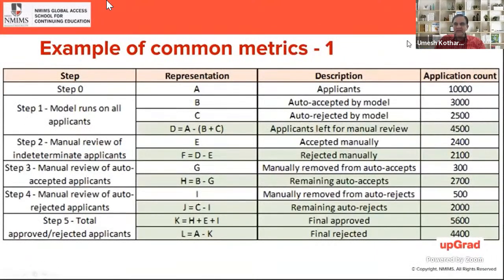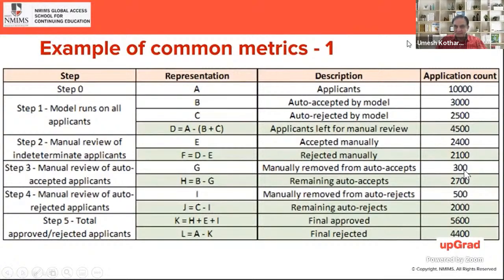So if you were to look at this example with us, we see that there are a total of 10,000 applications that have been received. Auto accepted by the model is 3,000 and auto rejected by the model is 2,500. Okay, so that's what has been done by the program, and therefore the balance has to be done for manual review. From the manual review, 2,400 out of not 10,000 but 4,500 are accepted manually, and 2,100 are rejected manually.